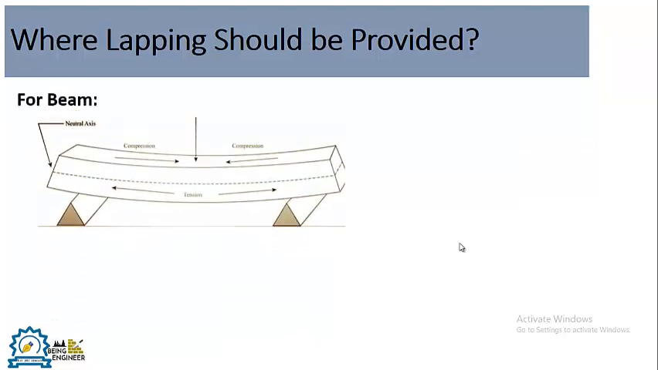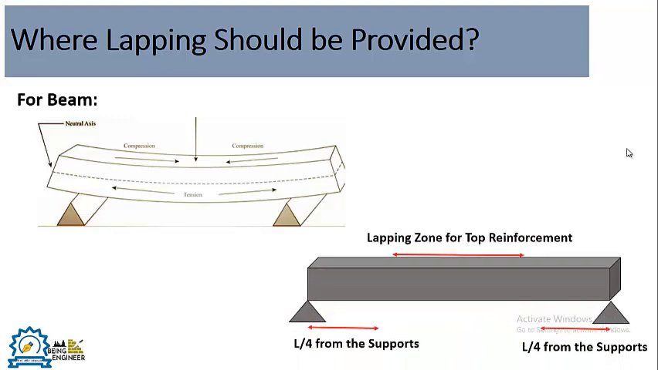Where should lapping be provided in a beam? As I already told you guys, the top portion of a beam experiences compression and the bottom fibers experience tension. As you can see in this picture, when the load is applied on the top of the beam, the top fibers go into compression and the bottom fibers experience tension. As a beam does not experience any negative moment at the midspan, lapping should be provided in this region.